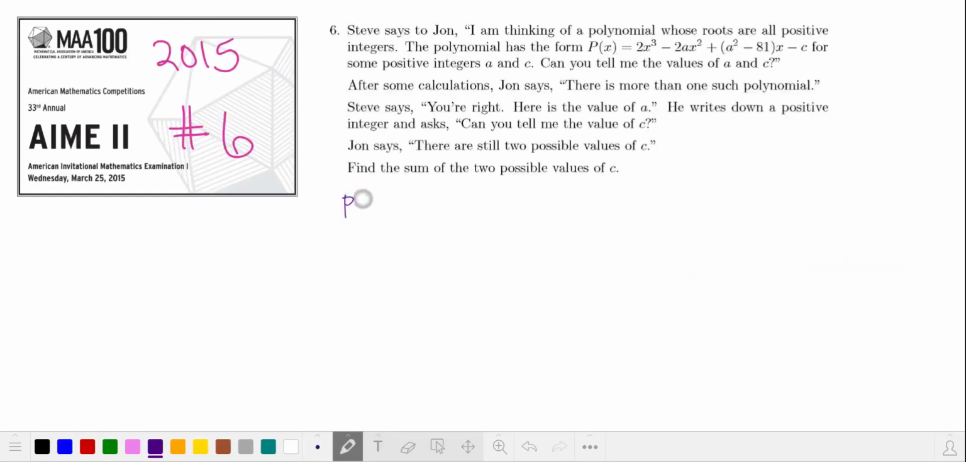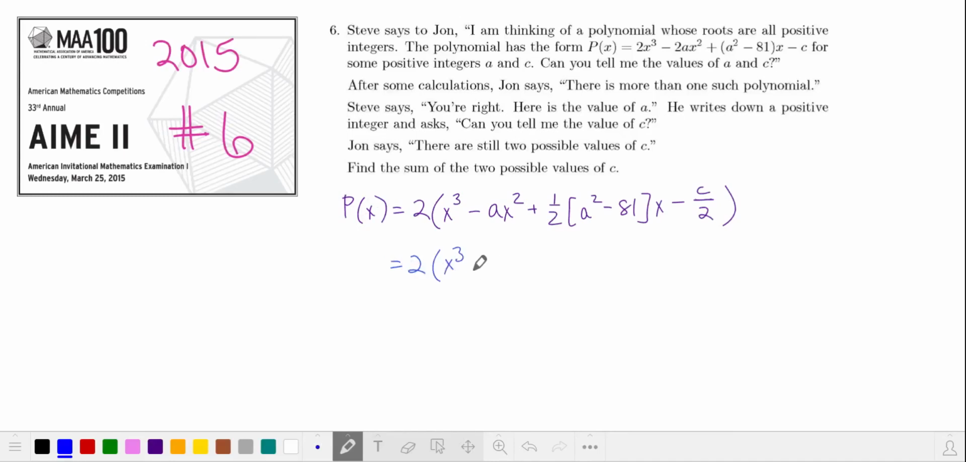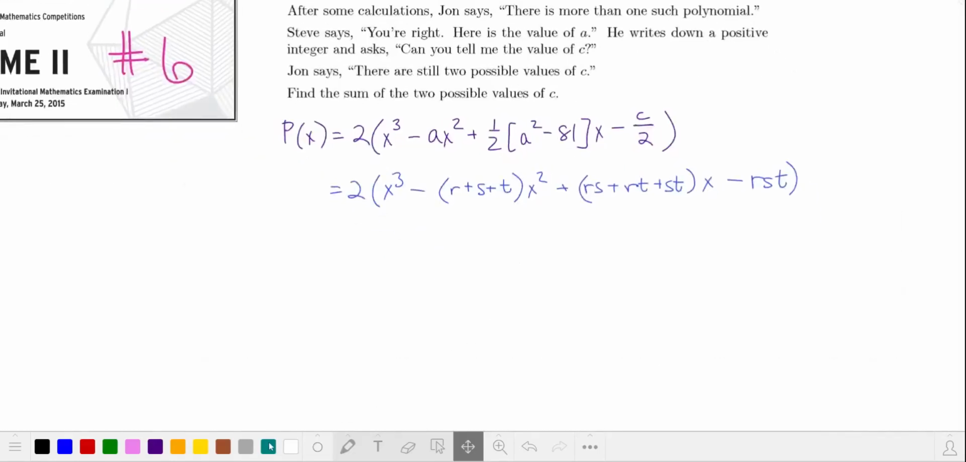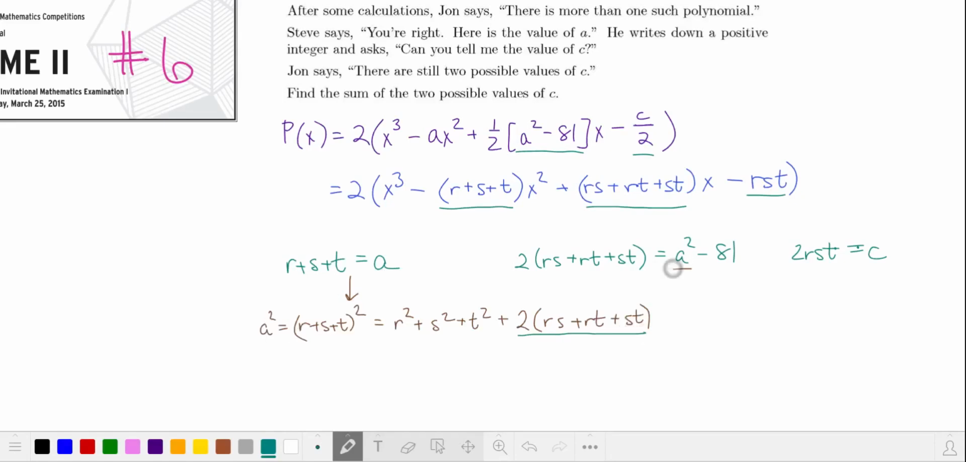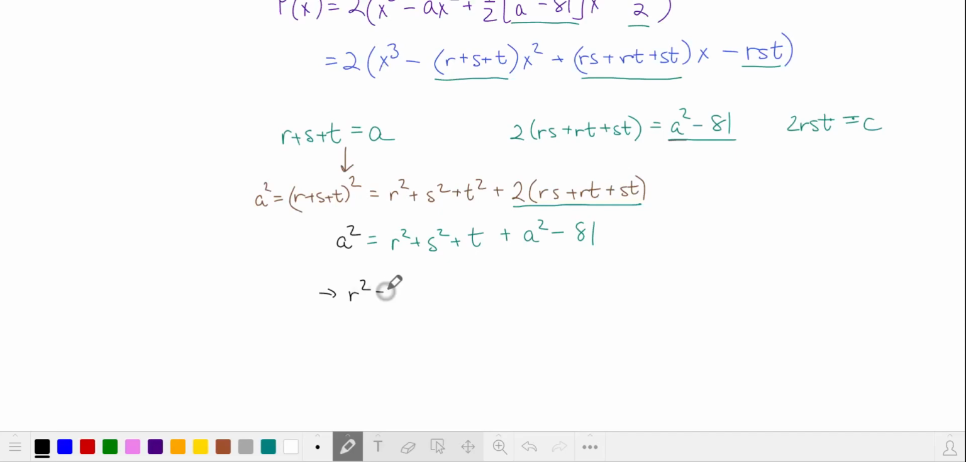Let's factor 2 from our polynomial, and we'll apply Vieta's formulas in terms of the roots r, s, and t. We'll set the corresponding coefficients equal to each other. r plus s plus t is equal to a, and 2 times this sum is equal to a squared minus 81. And then 2 times this product is equal to c. We have an a squared over here, so let's square this equation. And we can make this substitution. And since this was equal to a squared, we have that the square of these terms is equal to 81.